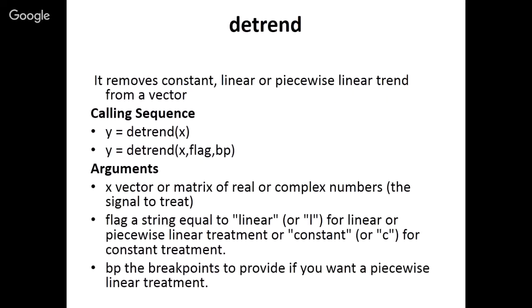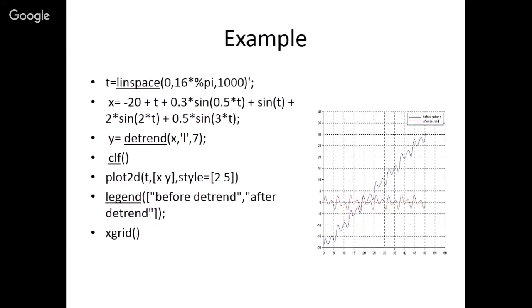After that, another command is detrend. That is your detrend, right? DE, then trend. That means you are removing the trend of that signal. What is the trend? It removes a constant, linear or piecewise linear trend from a vector. For example, let us give an example.